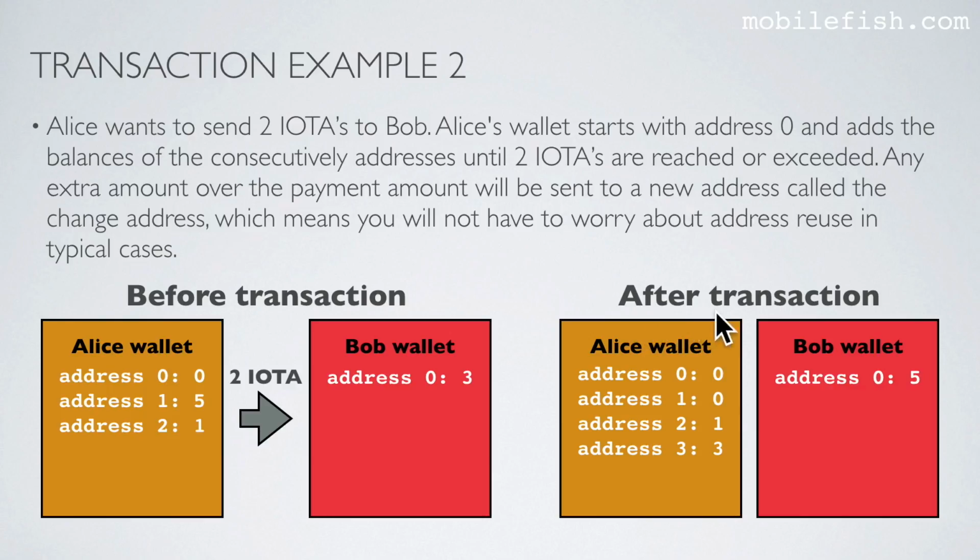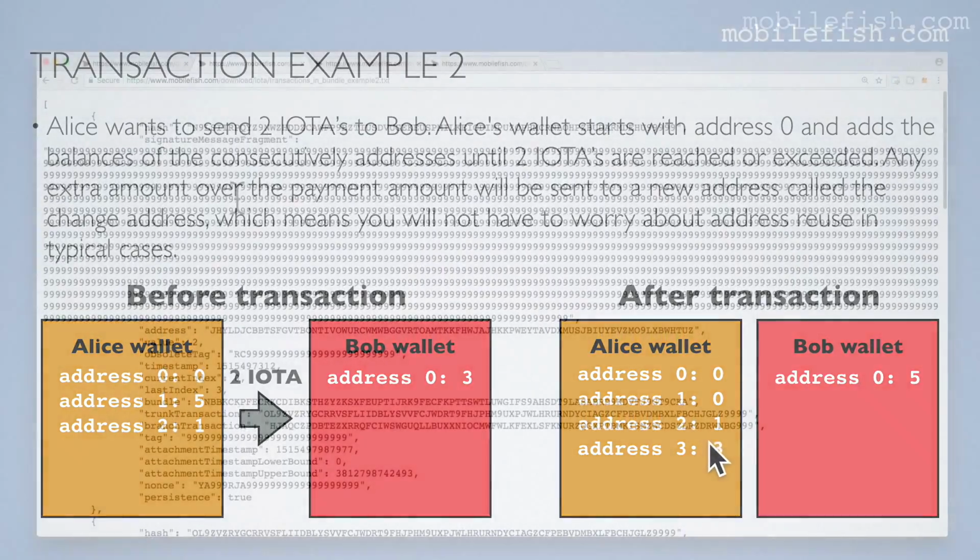This is the situation after the transaction. 2 IOTAs is sent to Bob. Bob's wallet has a balance of 5 IOTAs. The 5 IOTAs is completely spent. As you can see over here, it's 0. 2 IOTAs is sent to Bob, leaves 3 IOTAs. 3 IOTAs are unspent and sent to the next address in Alice's wallet, as you can see over here.